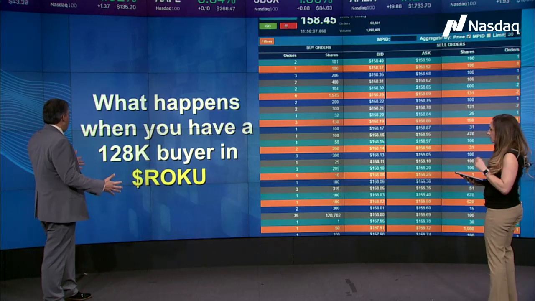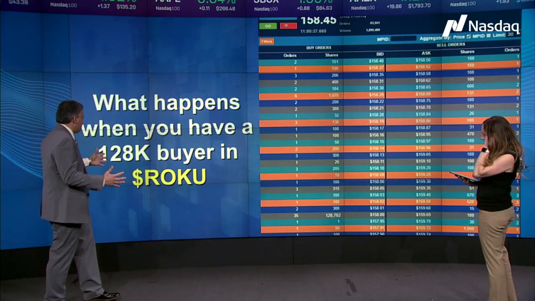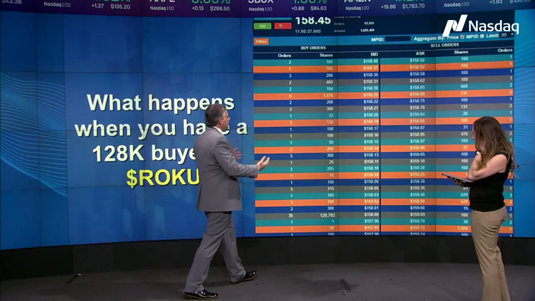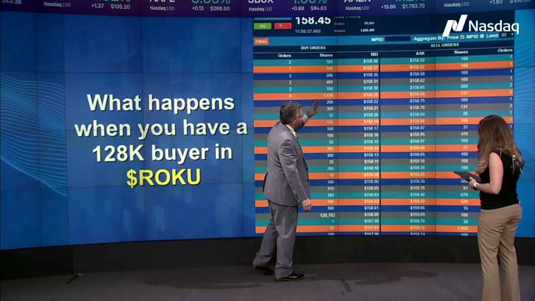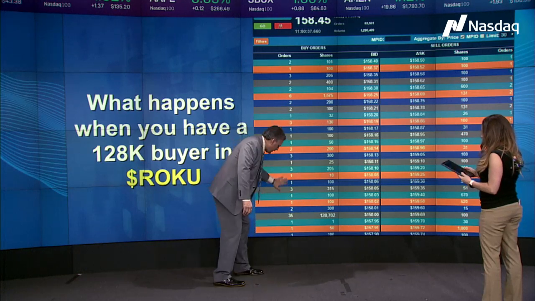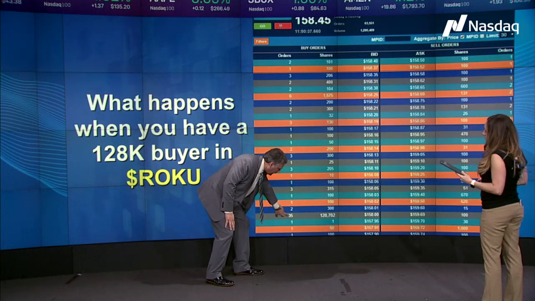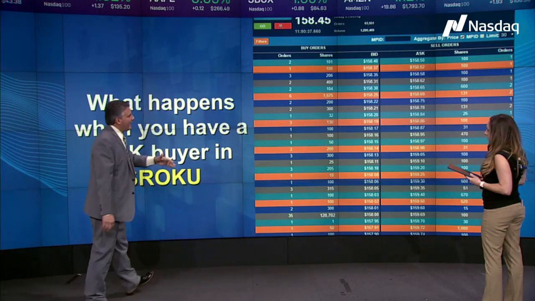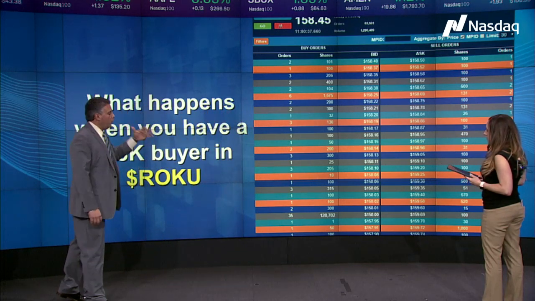So what happens when you have a 128,000 share buyer in Roku? Everybody's looking at it and saying, oh, well, these are 200 shares, 300 shares. But when you work all the way down there and do the math, there are 35 different orders that make up 128,000 shares. So in theory, what would you call that?